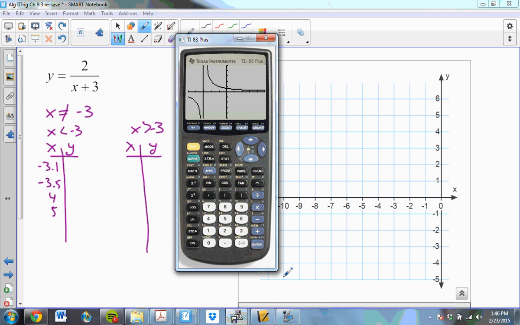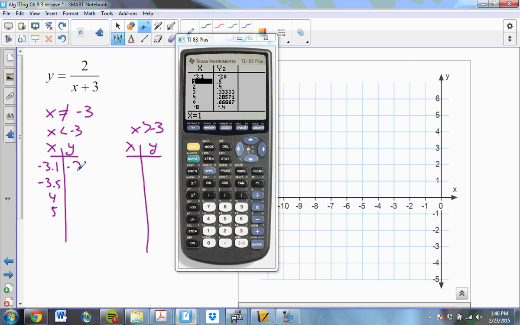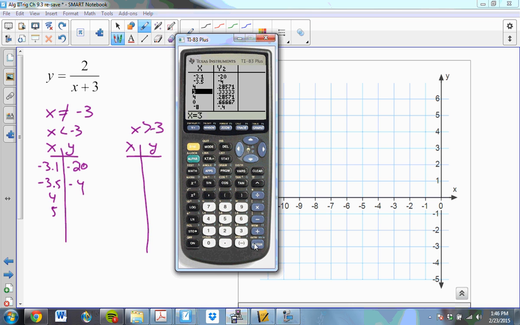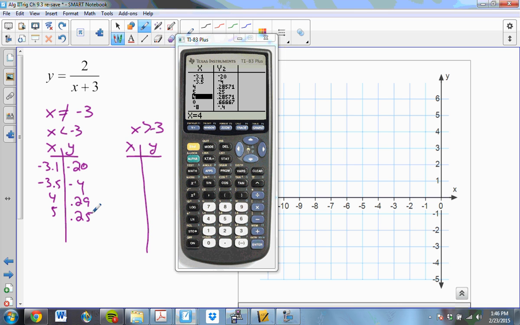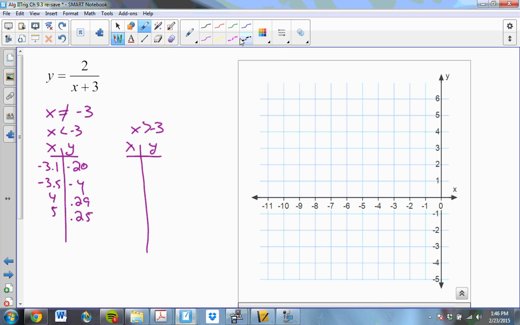So I do that in my calculator. I pull up my table. I'm going to be checking just this column here. If I plug in -3.1, I get -20. Plug in -3.5, I get -4. Plug in a -4, I should get -2. Plug in -4.5, I get -0.29. I plug in a -5, I get -0.25. Now these aren't decimals that I can graph very accurately, but I'm just going to do the best that I can.